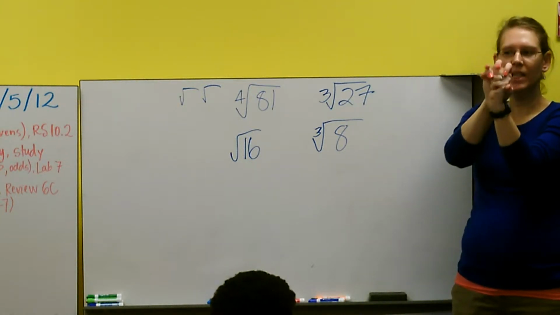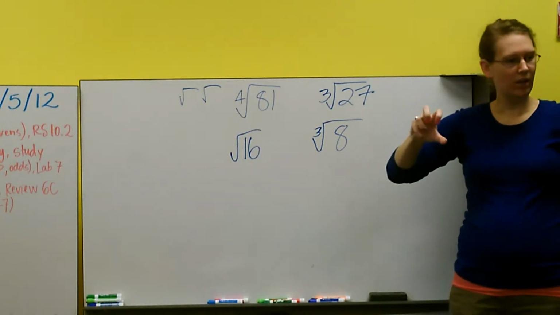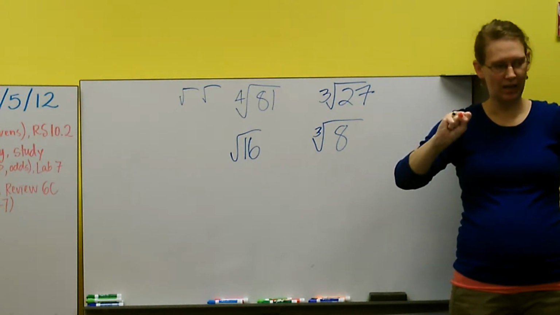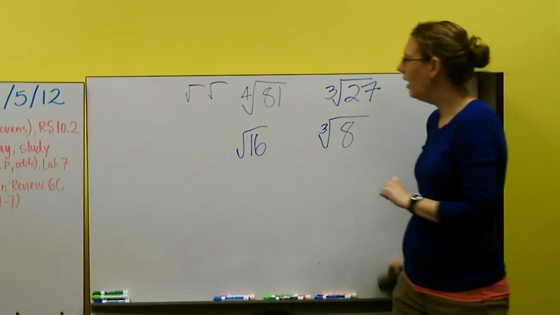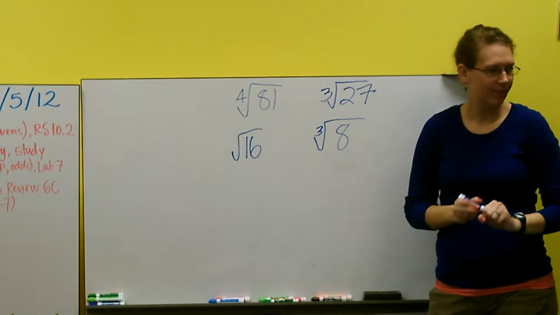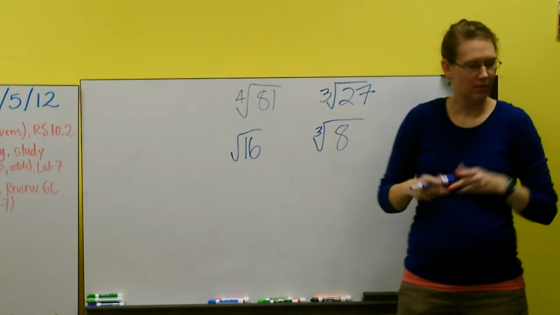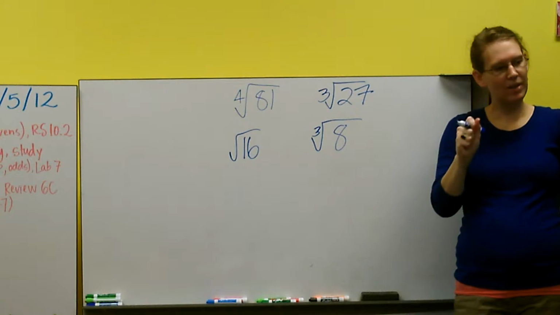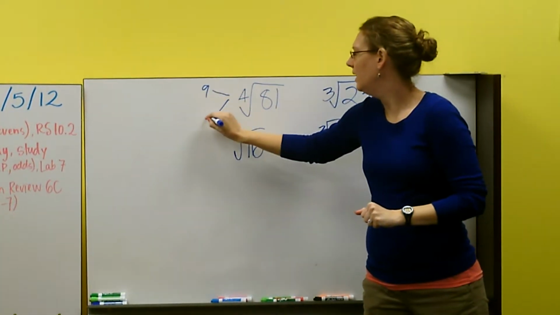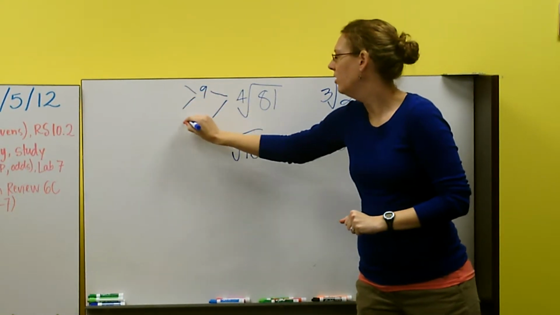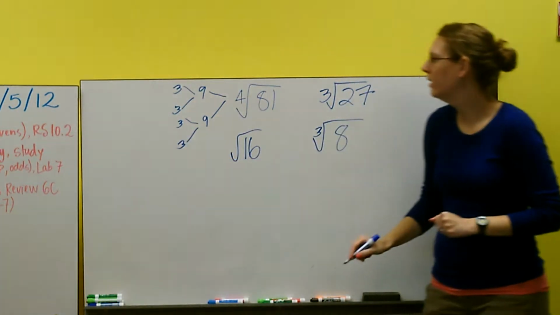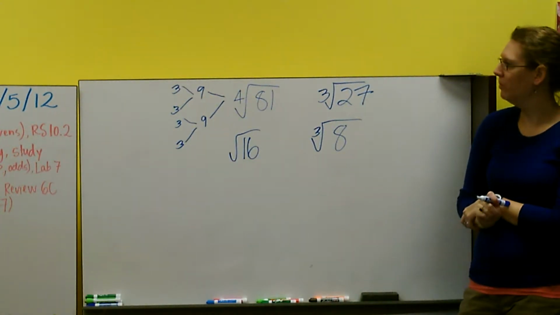Now we need to take 9 and break it down into its 2 numbers that make 9. So what's the square root of 9? 3. So what is the fourth root of 81? What times itself 4 times is going to get you 81? What did we just figure out? If 9 times 9 gets us 81 and we break 9 down even more, we said 9 goes into 3 and 3 and 3 and 3. So the fourth root of 81 would be what?